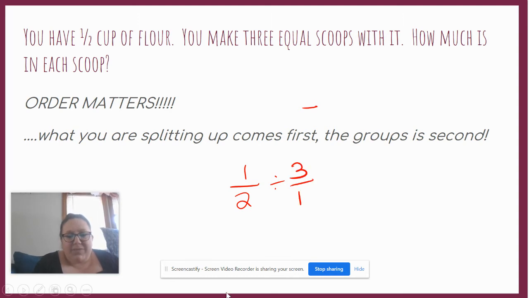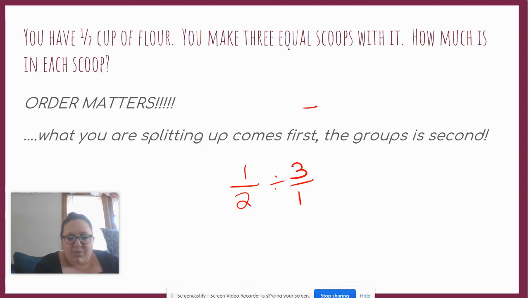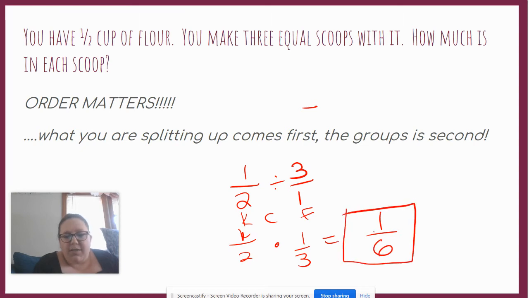So again, the 1/2 is first because that's what's in front of us. That's what we're splitting, and we're splitting it into 3 scoops. So if I write my 3 steps, 1/2 stays the same. Change to multiplication. 3 over 1 becomes 1 over 3. 1 times 1 is 1. 2 times 3 is 6. So how much is in each scoop? There is 1/6 cup in each scoop. That would be your restate and answer, and then you would go on to explain.